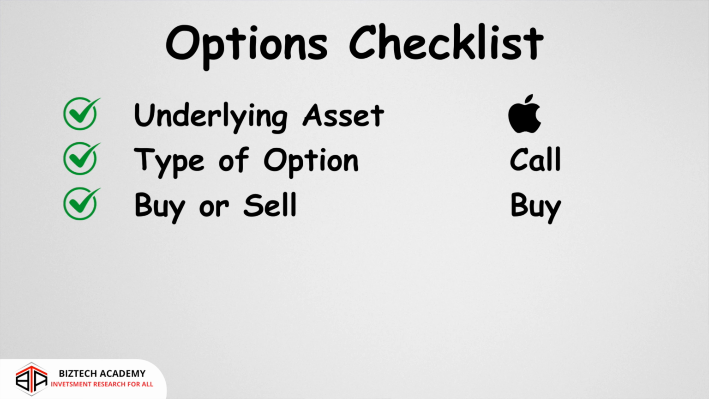Okay, so that's 3 items on the checklist now ticked off. We've got the underlying asset, Apple shares. We've decided the option we're going to use. We're going to use a call. And we've also decided that we're going to buy that call because we think the Apple shares are going to increase in value over time. The final 2 items on the checklist are quite straightforward.